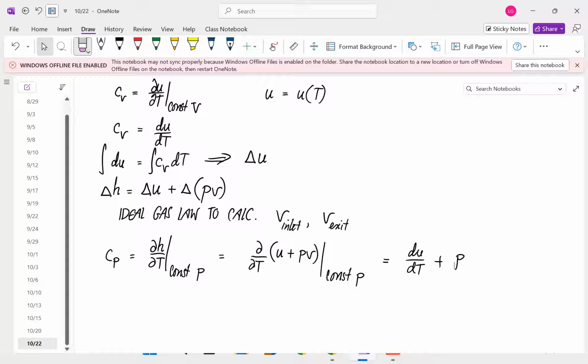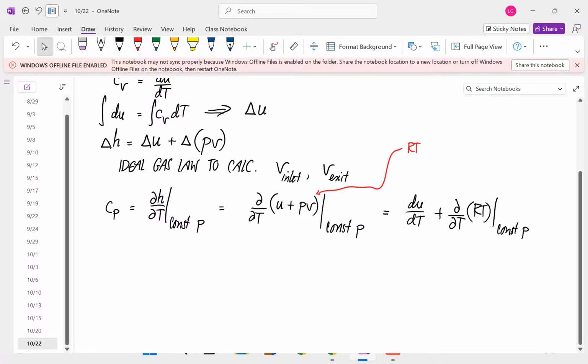So, okay, let's make this substitution. Pv from the ideal gas law is equal to RT. And so this is equal to the partial with respect to temperature of RT at constant pressure. And so dU/dT is equal to CV. This is just the total derivative with respect to temperature of RT. And so this is R.